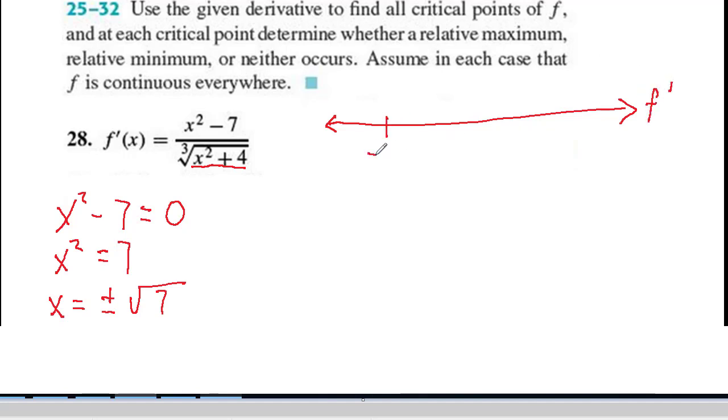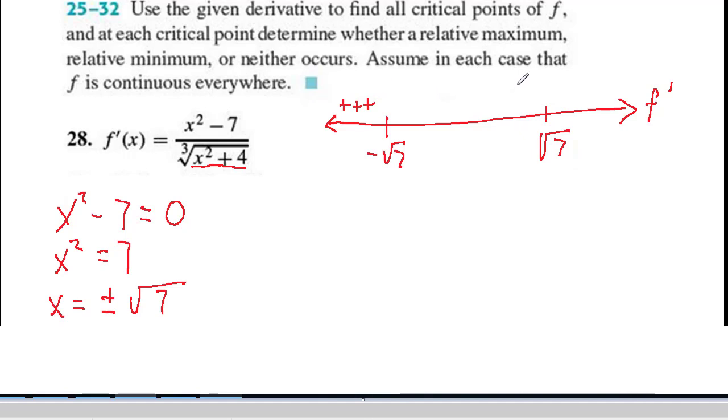The numbers that go on here, the negative square root of 7 and the positive square root of 7, those are the only numbers that will make the derivative either 0 or undefined. And so those are the only numbers that need to go on there. The square root of 7 is between 2 and 3, since 2 squared is 4, 3 squared is 9. So the negative square root of 7 we can use something less than that, so negative 3. And when you put in negative 3, you get positive 9 minus 7 is positive 2.